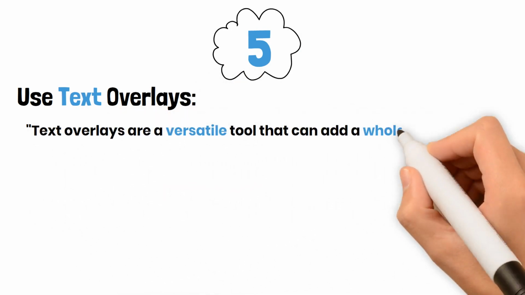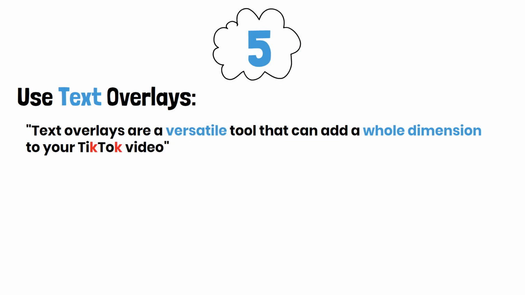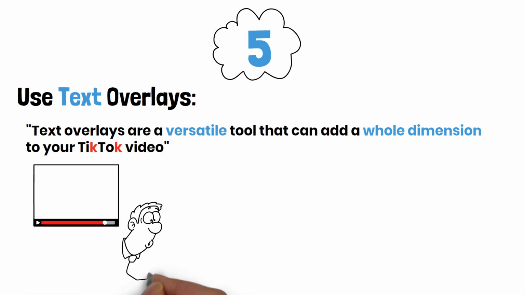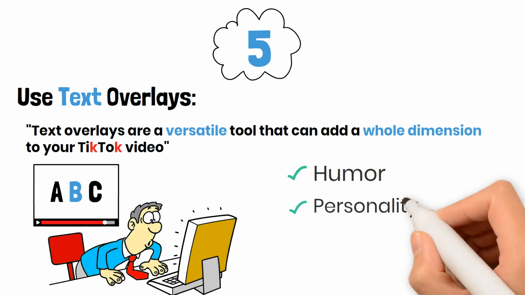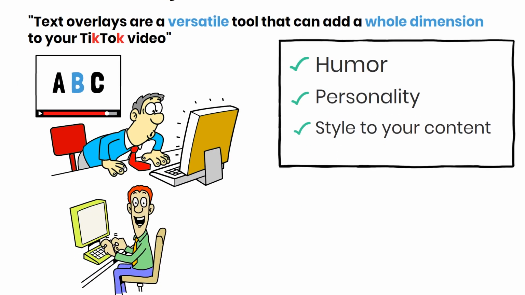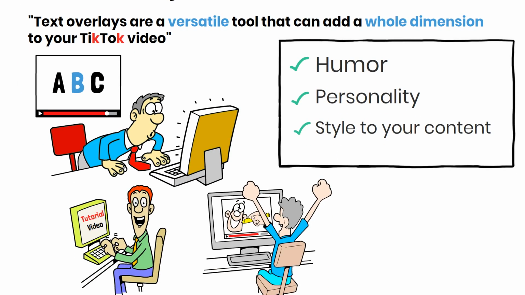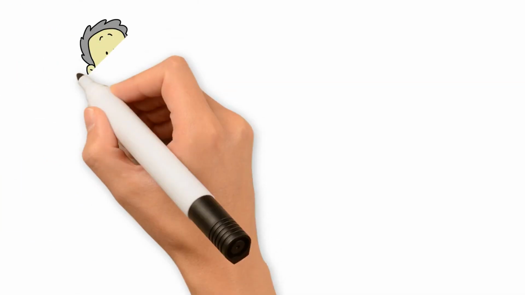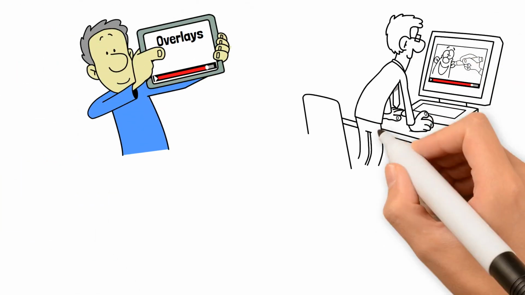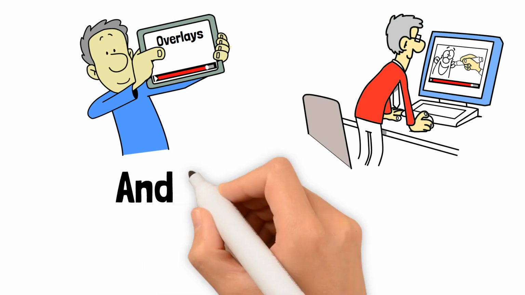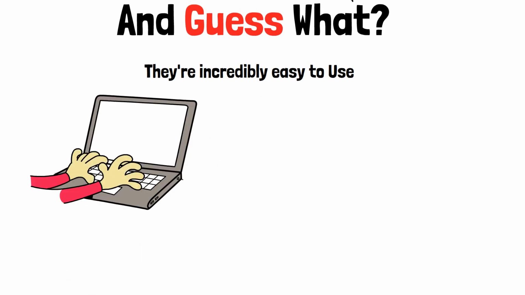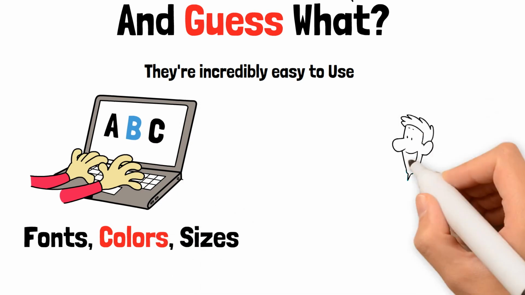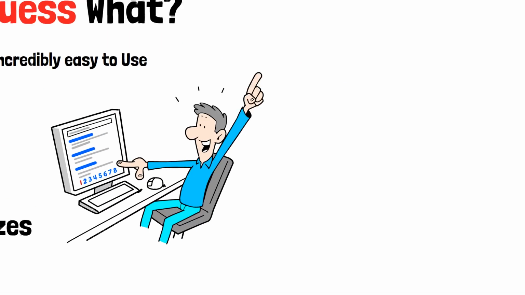Number 5. Use text overlays. Text overlays are a versatile tool that can add a whole new dimension to your TikTok videos. Not only do they help provide context and explain what's happening in the video, but they can also add humor, personality, and style to your content. Whether you're creating a tutorial, a reaction video, or just sharing a funny moment, text overlays can help to make your message clearer and more engaging. And guess what? They're incredibly easy to use. Simply add text to your video while you're editing it and you're done. You can choose from a variety of fonts, colors, and sizes to make your text stand out and complement your video perfectly.